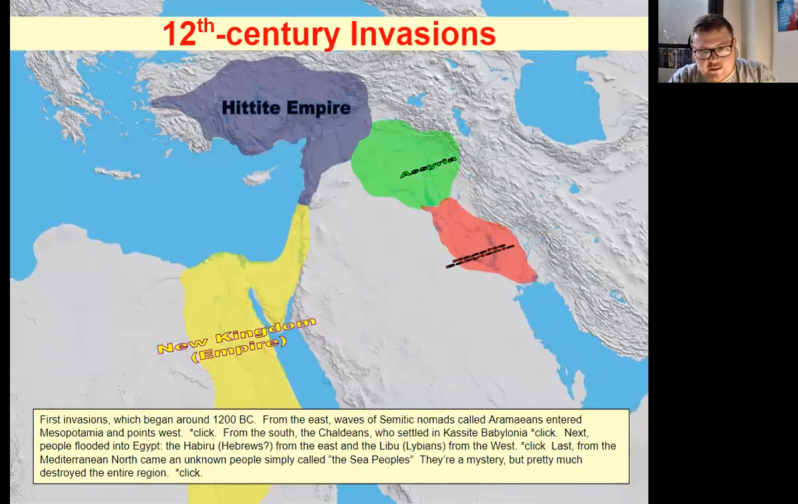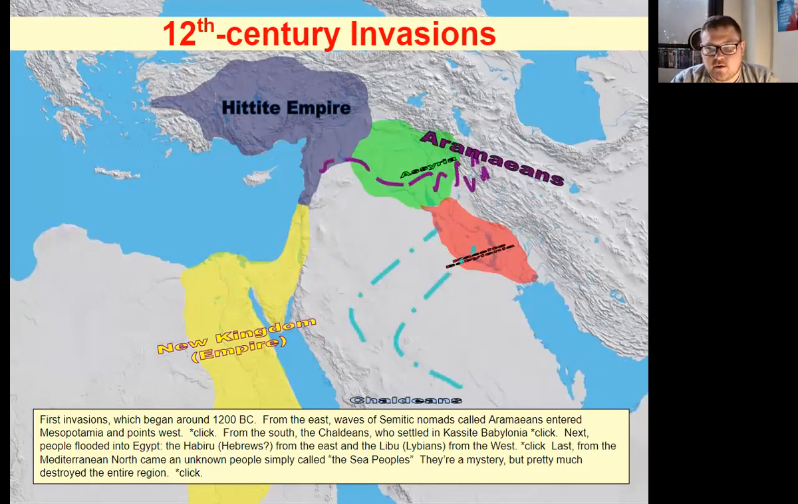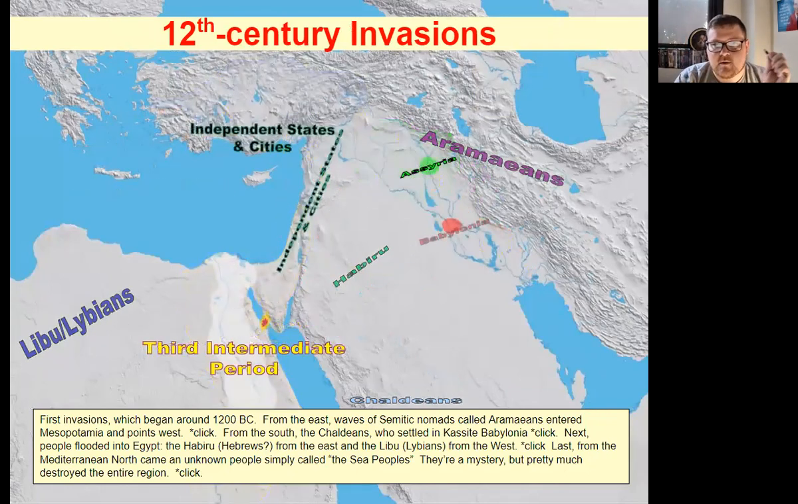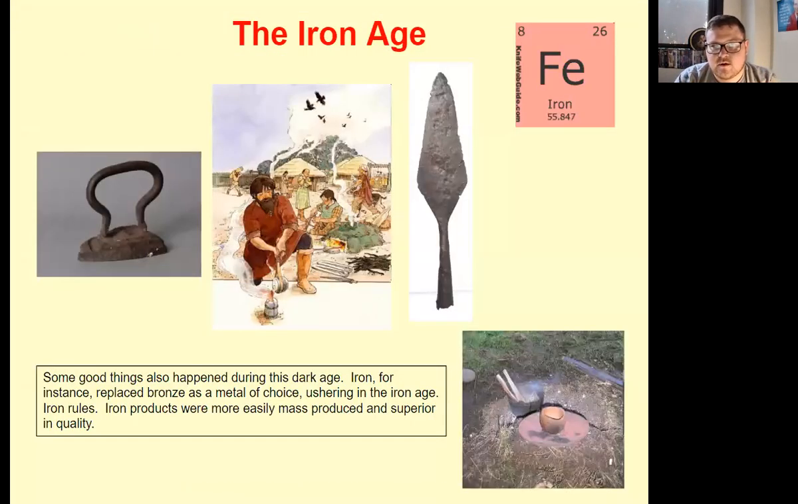And literally we pivot into the 12th century. So we have people that come over here. We have more people that come this way. The Libyans, all of these, the Habirus, which is kind of like the Hebrews maybe. We'll get into that. Then we have more Sea Peoples. We have the Iron Age. This is where things change.